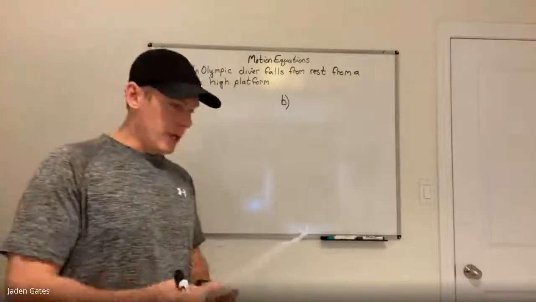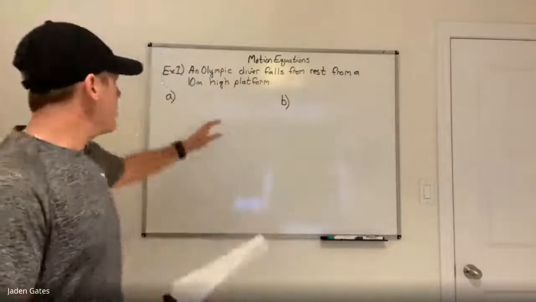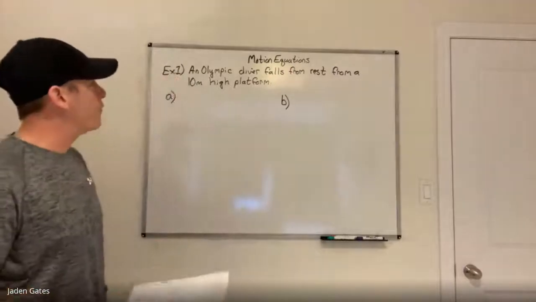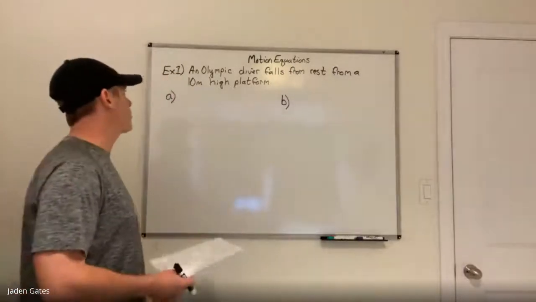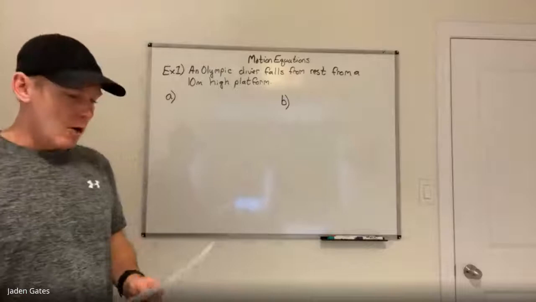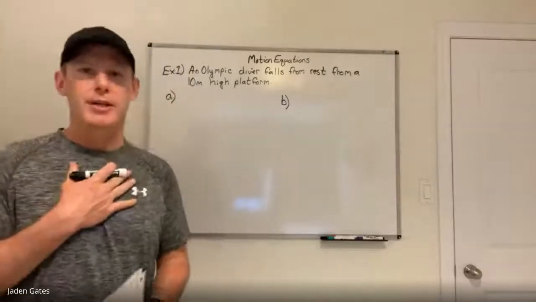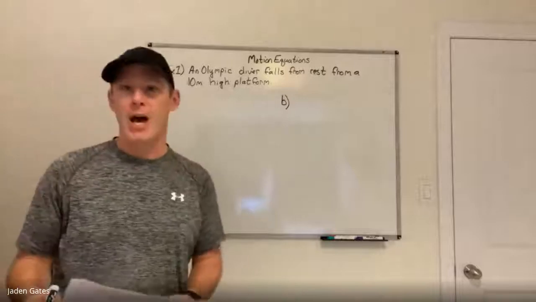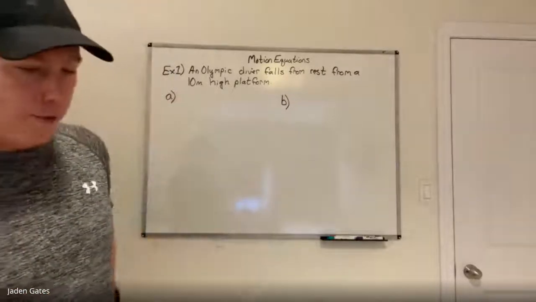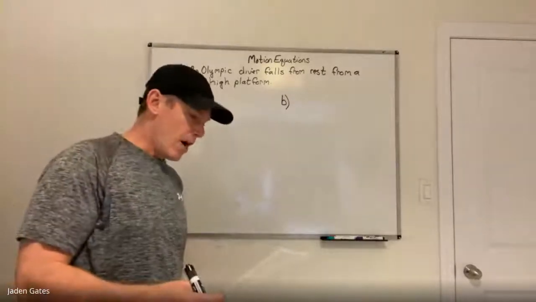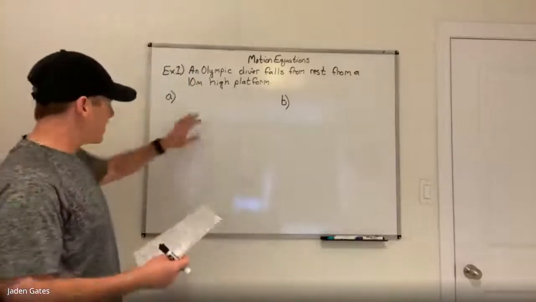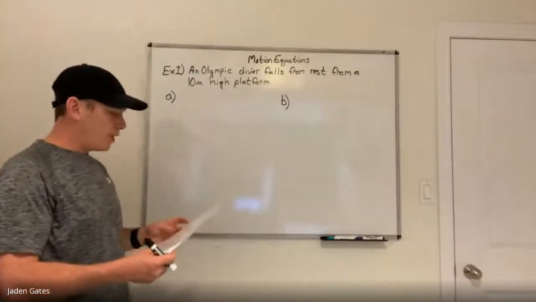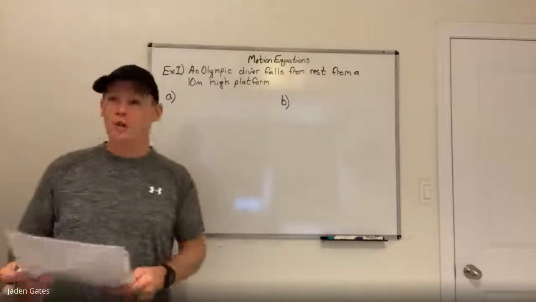We'll go through the different things here. So example one: an Olympic diver falls from rest from a 10 meter high platform. All right, so I've read the question. That's always my thing: I have to take this English and convert it to math and then do the math. That's our whole physics aspect here. Part A asks, at what velocity does she strike the water?